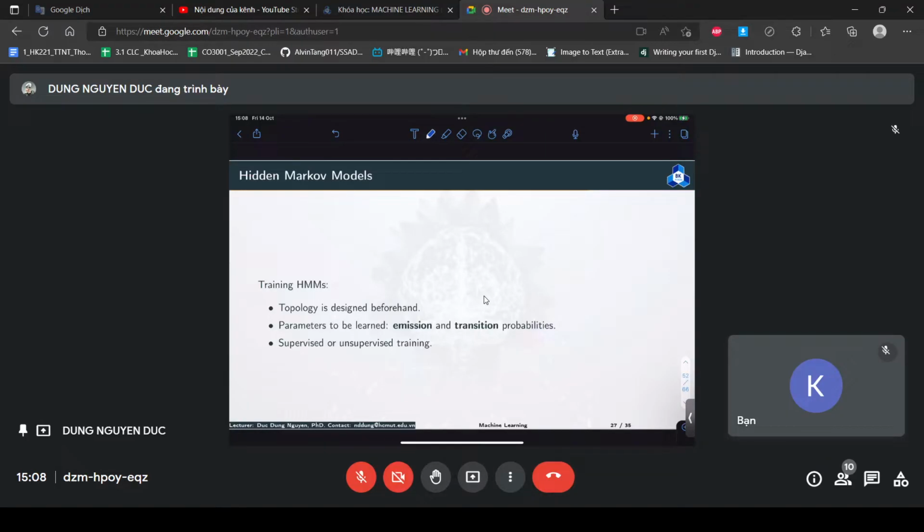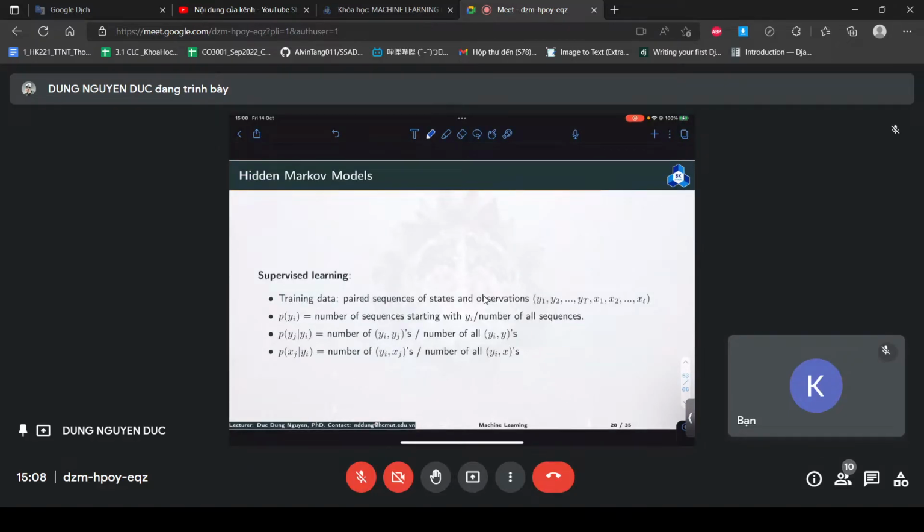So let's talk about it. In the supervised scheme, you have the data and you have the label on your data. Then you can use statistics to measure those probabilities very easily. There's no doubt about it.